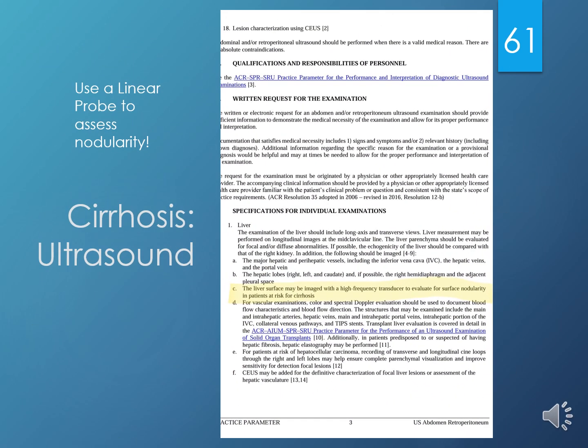This excerpt is from ACR's practice parameter for ultrasound of the abdomen and retroperitoneum. Specifically, they're talking about the liver and that the liver surface may be imaged with a high-frequency transducer to evaluate for surface nodularity in patients at risk for cirrhosis.